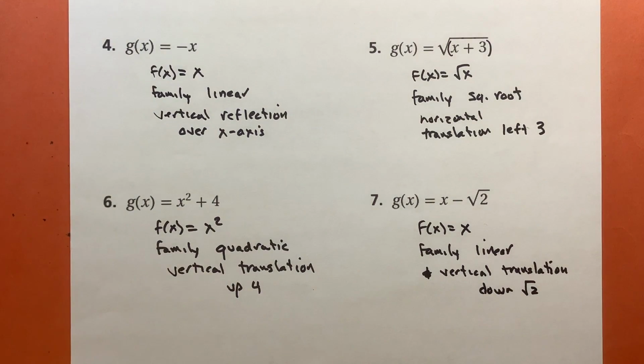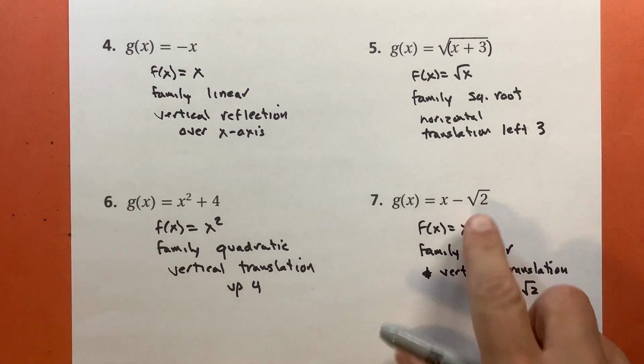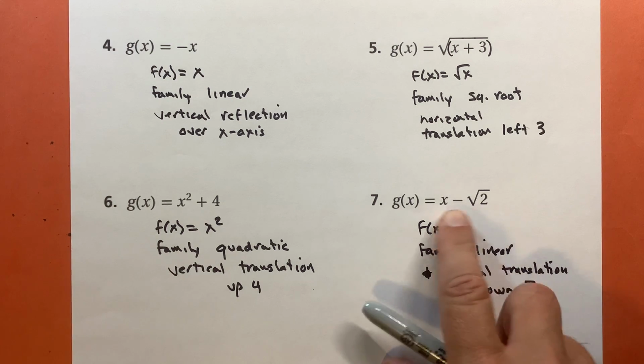Now again, you're probably saying, but you just said there's parentheses under the radical. That is true. But the x is not under the radical. There's no parentheses around the x.